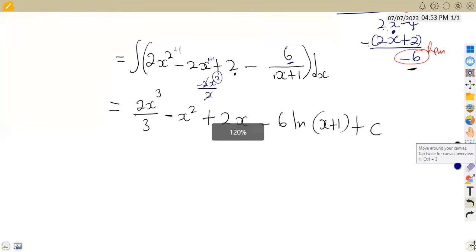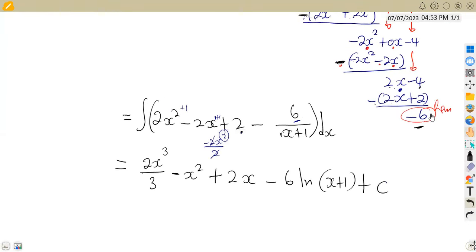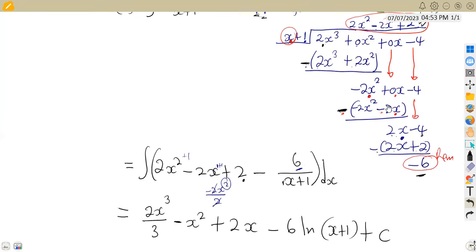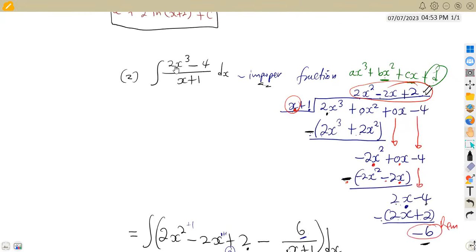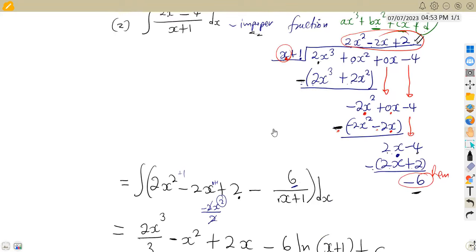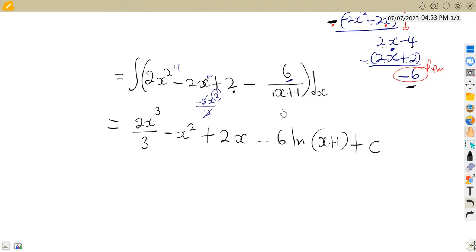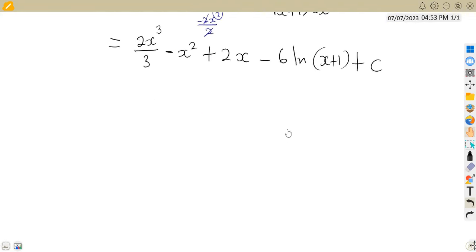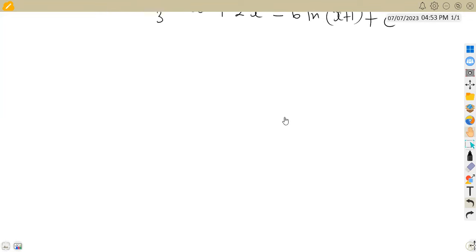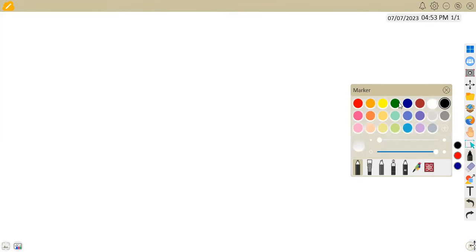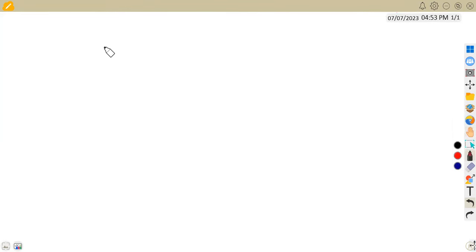So as you can see, this is how you play around with your long division part. As long as the numerator has a higher exponent than the denominator, or equal to the denominator, then you're supposed to apply the long division first. And some of these ones you can even perform by factorization, but we want to focus on the long division. Like this question that I want you to see, it can actually be done by factorizing.